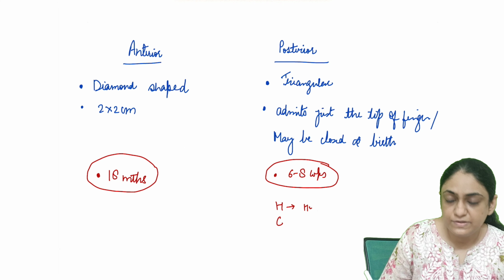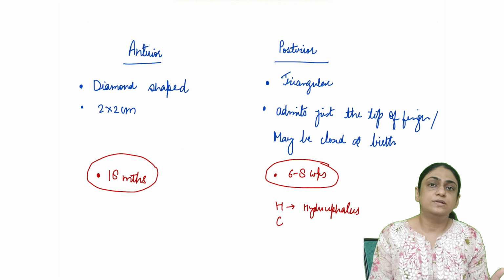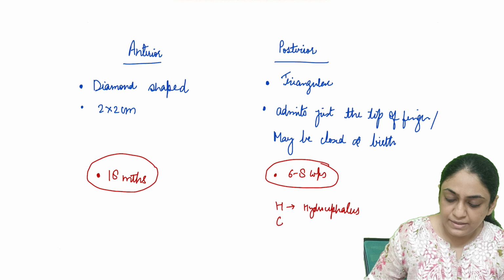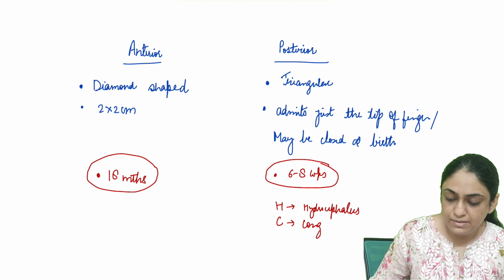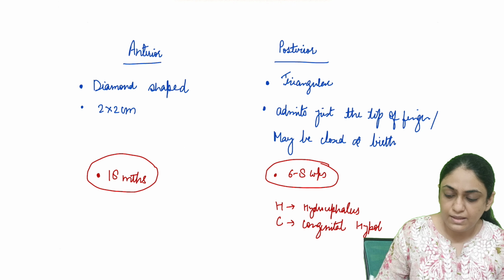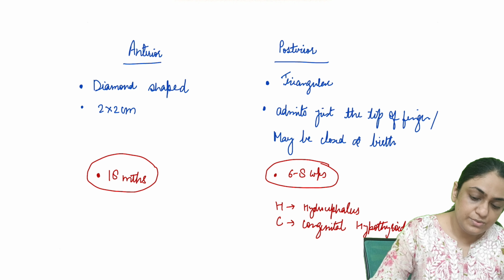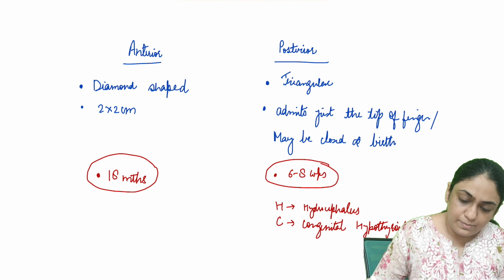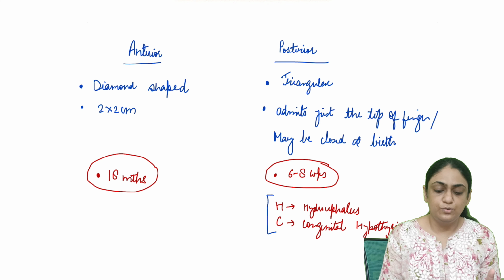Hydrocephalus is a condition in which posterior fontanelle is wide open and it can persist beyond 6 to 8 weeks of age. Second one is congenital hypothyroidism. So these are the two conditions in which posterior fontanelle is wide open.